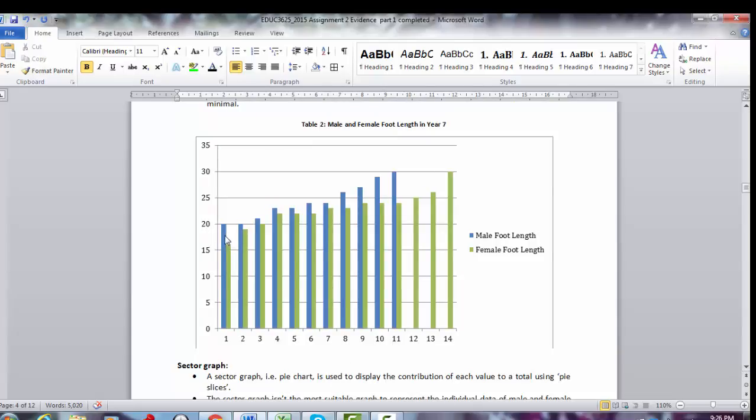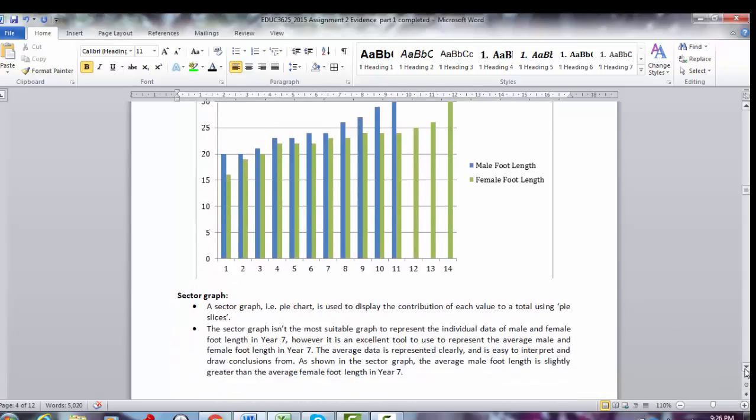So as you can see, the blue column is for the male foot length and the green column is for the female foot length, and the blue column is slightly larger than pretty much all of the female foot lengths. However, there are some female foot lengths that are slightly larger than the male foot lengths.